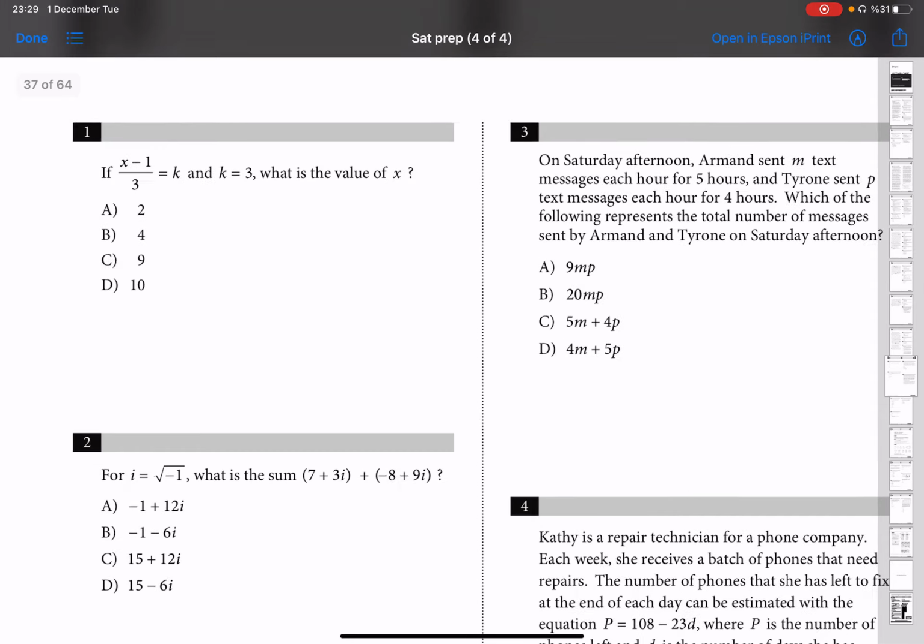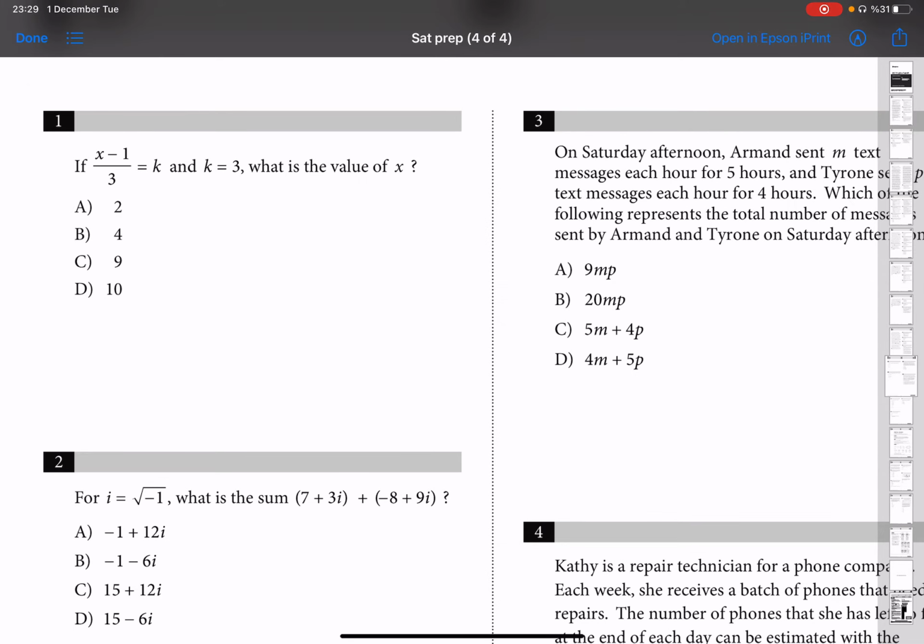Question 1. If (x minus 1) divided by 3 is k and k is 3, what is the value of x? Let's multiply both sides by 3. x minus 1 equals 3k. And k is 3, so this equals 9, so x is 10.